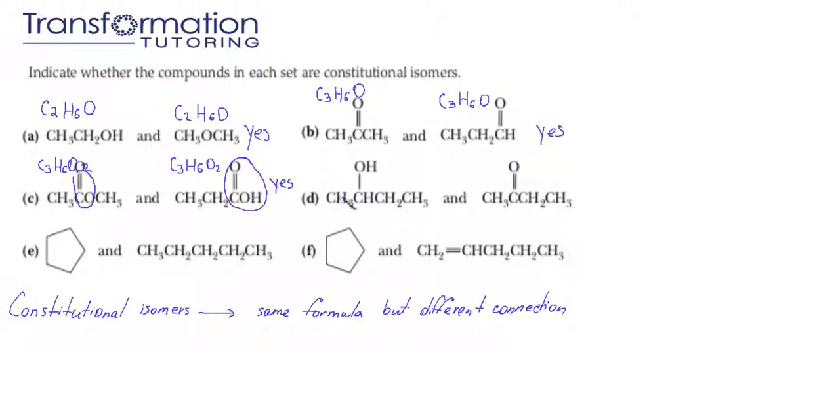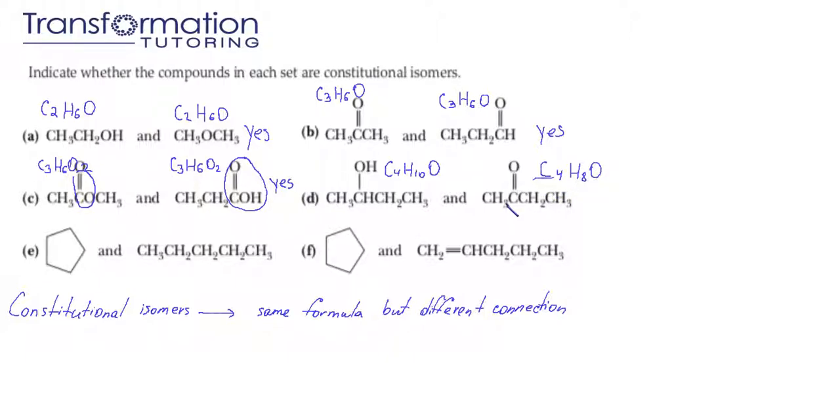Let's look at D. In D, I have 1, 2, 3, 4 carbons. And let's see, I have 3, 4, 5, 6, 7, plus 3, 10 hydrogens. And I have 1 oxygen. And let's look at the right side. I have 1, 2, 3, 4 carbons. I have 3 plus 2, 5. 5 plus 3, 8. I have 8 hydrogens, and I have 1 oxygen.